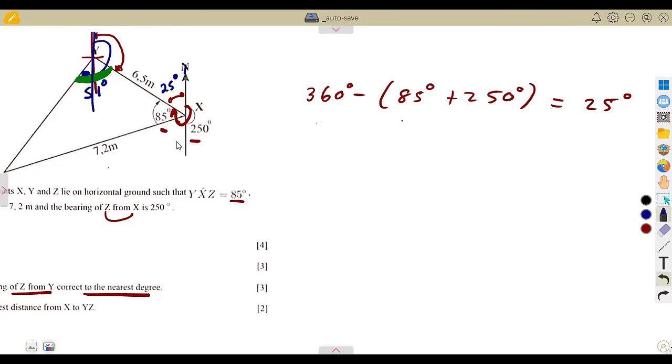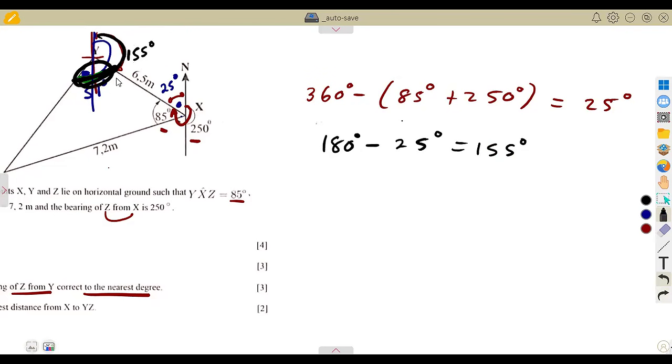But these lines, they are parallel. So it follows that the 25 degrees and the angle that we want to calculate here, this remaining angle, they are co-interior angles. They add up to 180. Remember, co-interior angles, C angles. So it's 180 minus 25 degrees, which was going to give us 155 degrees. So this angle outside of the triangle, this one outside, it's 155.